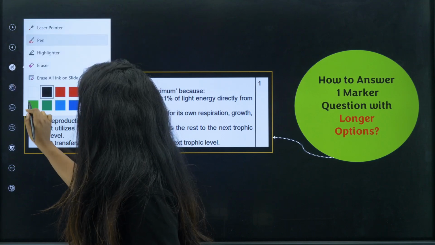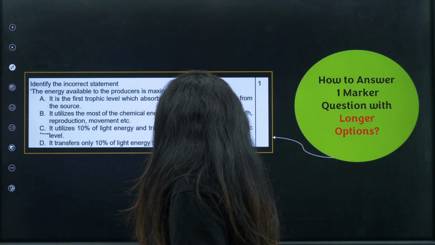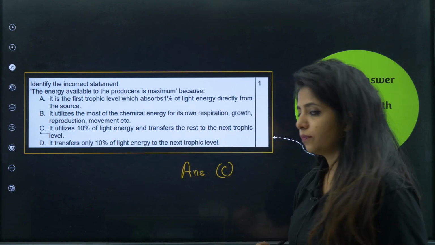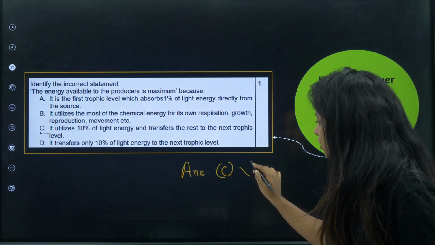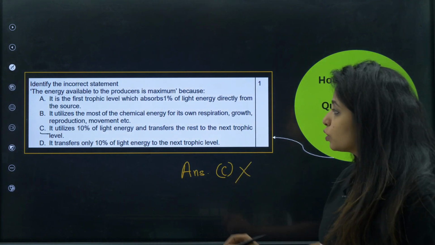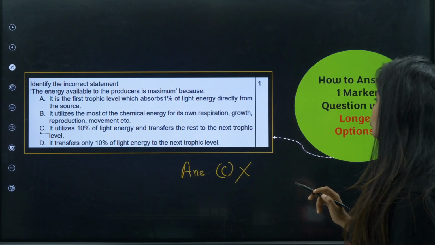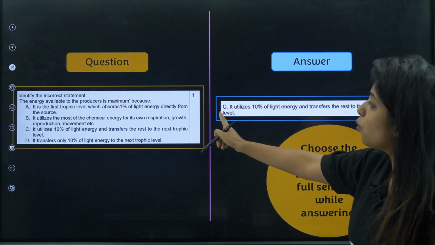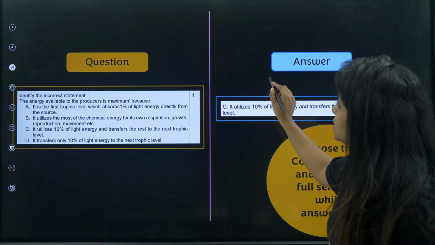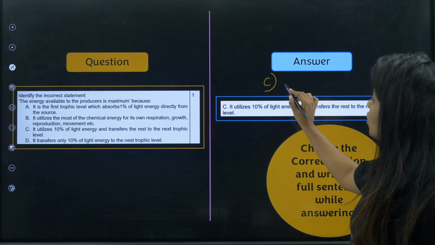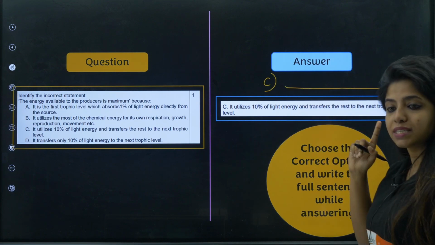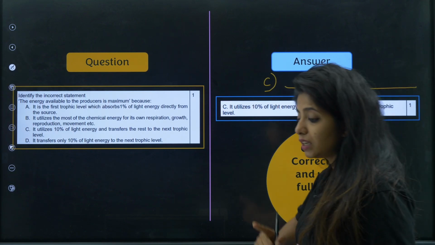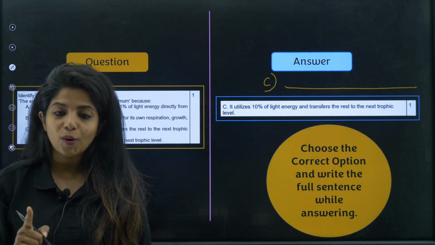If you are just writing that the answer is option C, sometimes you won't be able to get marks for that. Why? Because you have to write the whole option, and this is how it is mentioned in the marking scheme. The whole option is there. You have written C, which is correct, but along with that you have to write the whole sentence. So choose the correct option and write the full sentence while answering. It is very important for boards.